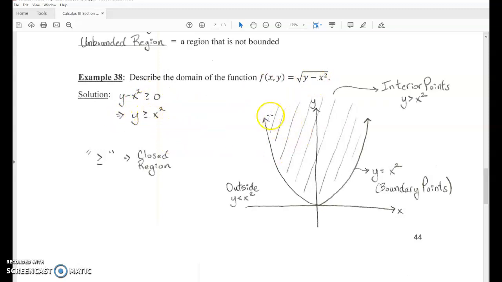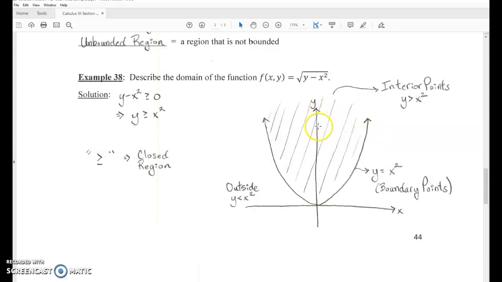Now we know what y equals x squared looks like. It's this parabola. Okay, so y equals x squared is fine because it's for y greater than or equal to x squared. That's in the domain. So this is the boundary. Anything that lies on this parabola, now this parabola shoots out to infinity, right? Anything that lies on the parabola is a boundary point of the region. And since we have greater than or equal to, this is actually closed. Okay, it's a closed region because we include the boundary points.